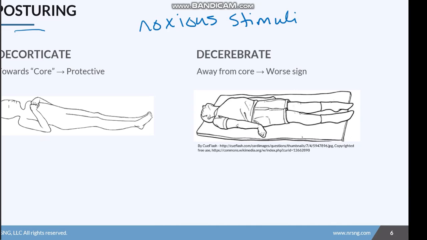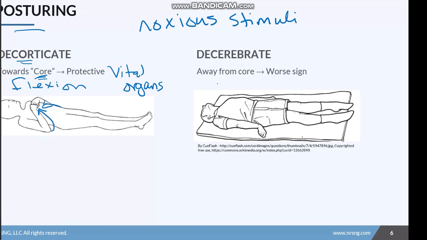Now, abnormal flexion is also known as decorticate posturing. I remember this because it comes towards their core. Okay, decorticate, towards their core. It's almost like they're trying to protect their vital organs. So this is a little bit of a better sign than the other type of posturing. So abnormal flexion, their arms come in towards their core, also called decorticate posturing.